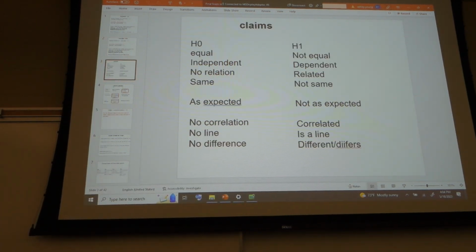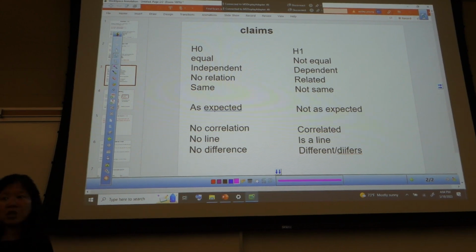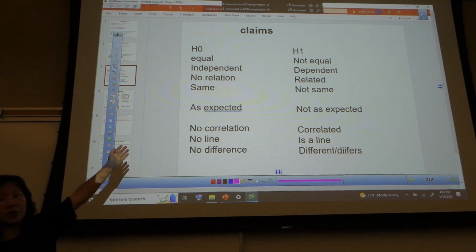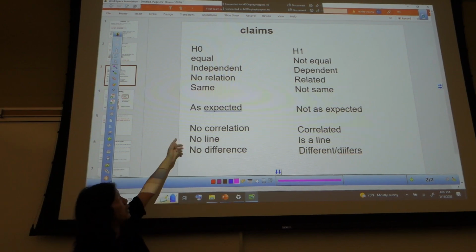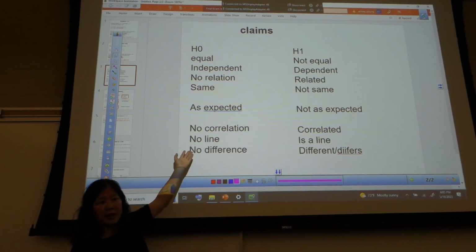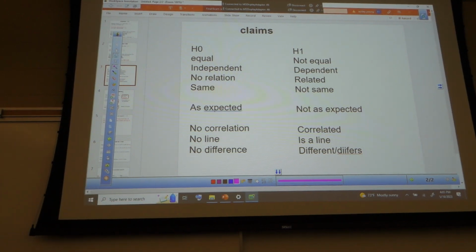Quick reminder about claims, because the wording that you get determines whether your H0 or H1 is your claim. So the H0 type claims for chapters 10 and 11 are things like equal, independent, no relation, the same, as expected, because that's also equals. No difference, that's also equals. And the no's: no correlation, no line. H1 claims are the opposites of that.